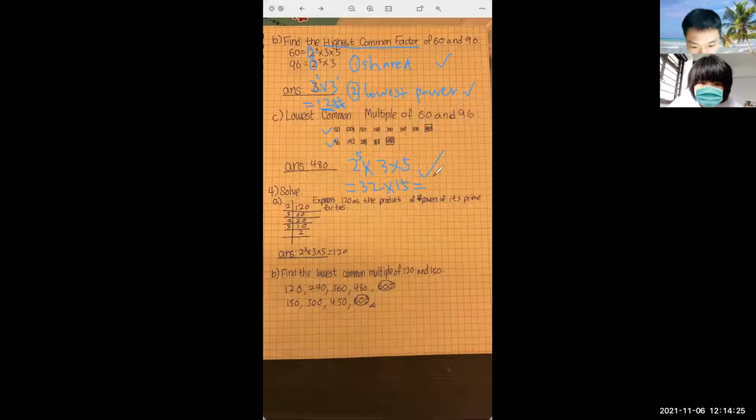$480. Okay, good. So that means the answer is 480. So this is, I will say this is method 2, which is so much faster, and I don't think you will make mistakes if you remember the definition.